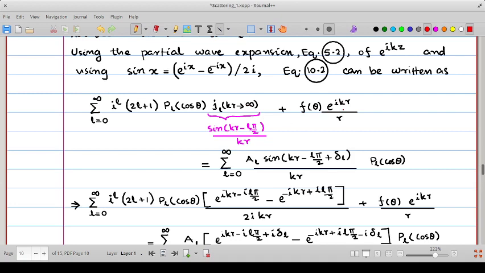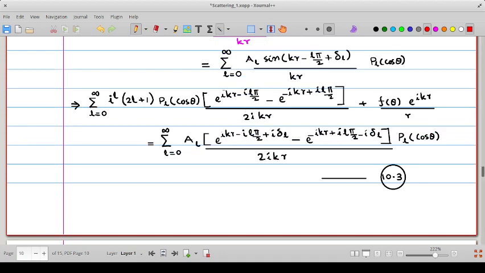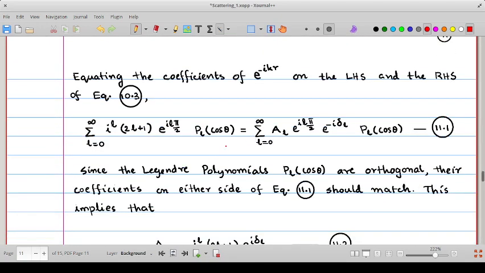Now, plus f of theta e to the power i k r by r, the radially outgoing scattered wave, should be equal to this factor. Now, we replace the factors of sine using this formula, and we get an equation like this. Now, we can consider the coefficients of e to the power minus i k r on either side of this equation, and they both should be equal. So, equating the coefficients of e to the power minus i k r on either side of this equation, we get the following equation.